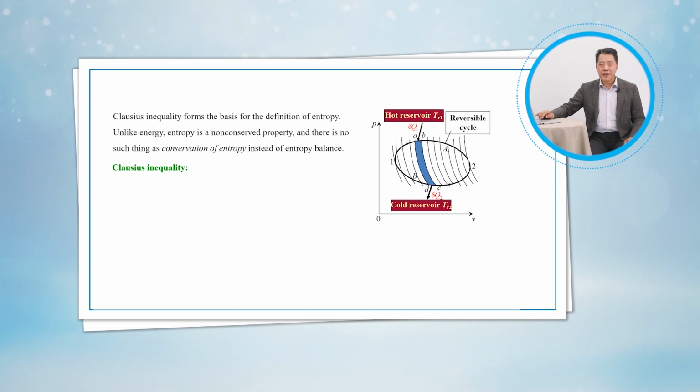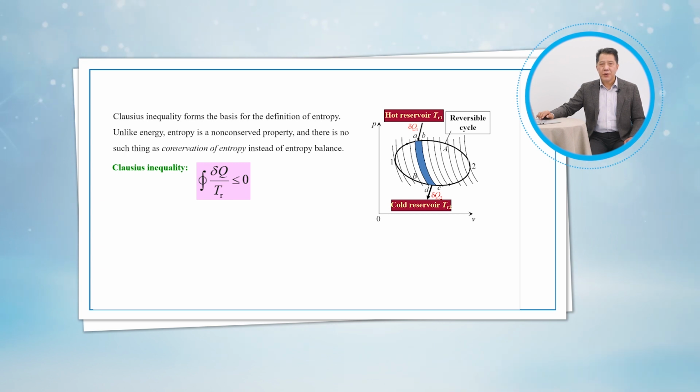It was first stated by the German physicist R.J.E. Clausius, one of the founders of thermodynamics, and is expressed in 1865 as, that is, the cyclic integral is always less than or equal to 0. This inequality is valid for all cycles, reversible or irreversible.